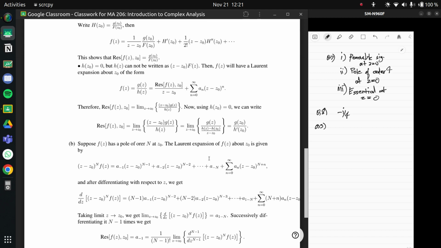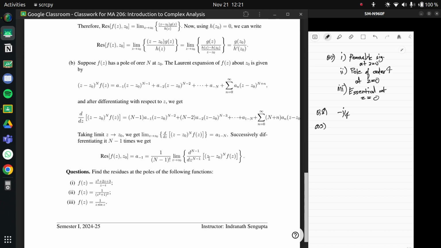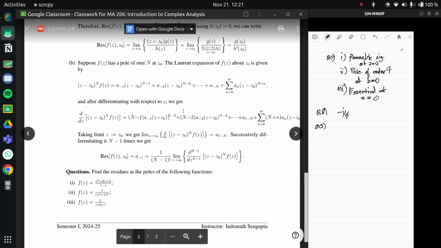Cool. So suppose f has a pole of order n at z naught. The Laurent expansion of f around z naught is of this form, so there's n minus 1 over there. Okay, that's a bit bizarre. What the hell? Oh, okay, it's z minus z naught to the n, and then there's an n minus 1. A minus 1. Okay, that is fine. So this a minus 1, right? That makes sense. Yeah, some other positive stuff, we don't care about it.